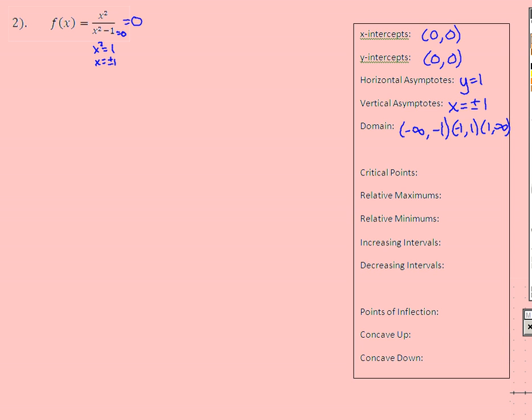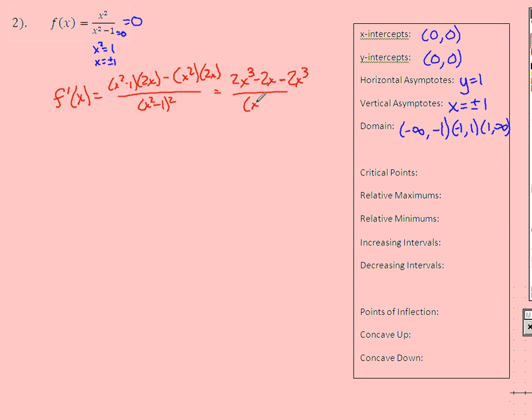Now, we're done with the original function, time to take a derivative. Another lovely quotient rule. So, low d high: x squared minus 1, d high is 2x, minus high d low, x squared times 2x, all over low squared, x squared minus 1 quantity squared. We're going to expand it again. So 2x cubed minus 2x, and then minus a 2x cubed, still over x squared minus 1 squared. These will cancel out, and this will reduce to negative 2x over x squared minus 1, the quantity squared.